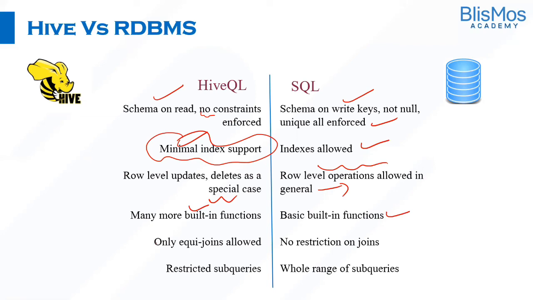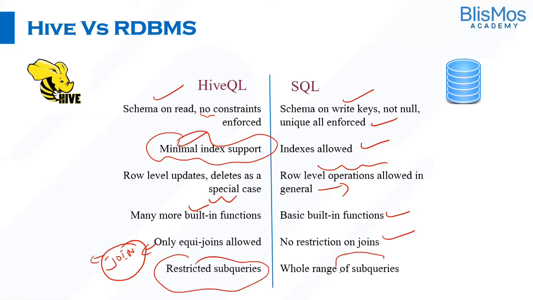In case of Hive, there is very minimal support for joins, or rather there are joins, but they are not much used. On the other hand, there are so many wonderful joins in SQL, and we use them left and right. There are restricted subqueries in HiveQL, and so many subqueries in case of SQL. Wonderful. We understood how Hive is different from RDBMS. Thank you.